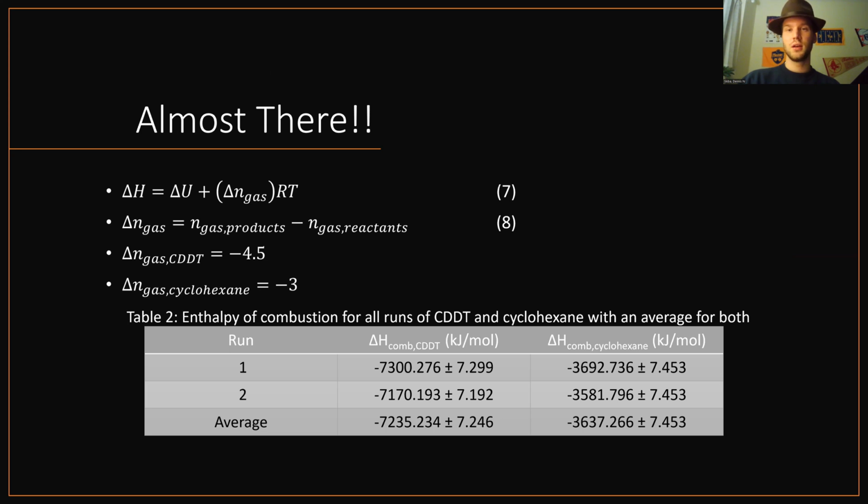So the change in moles of gas is equal to the moles of gas of the products minus the moles of gas of reactants, -4.5 for CDDT and -3 for cyclohexane. And then doing this calculation, we can find the enthalpy of combustion for CDDT and the enthalpy of combustion for cyclohexane for our runs, as well as a computed average. And we can see that one of our hypotheses was right, and the enthalpy of combustion is just about double that of the enthalpy of combustion of cyclohexane.